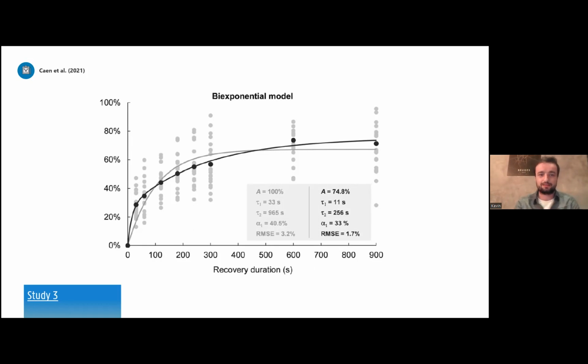But because of that high initial recovery, a simple exponential fit cannot capture that. So what we did is we applied a bi-exponential model where we have 2 phases, 2 time constants. And there you can see we got a much better fit.